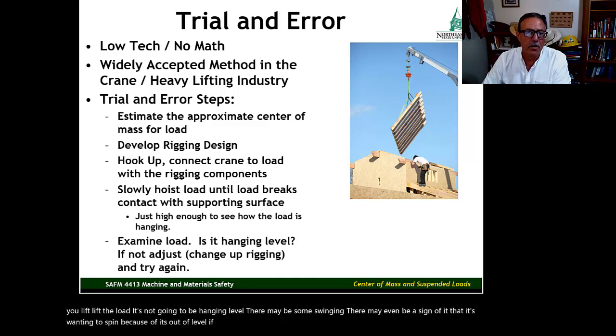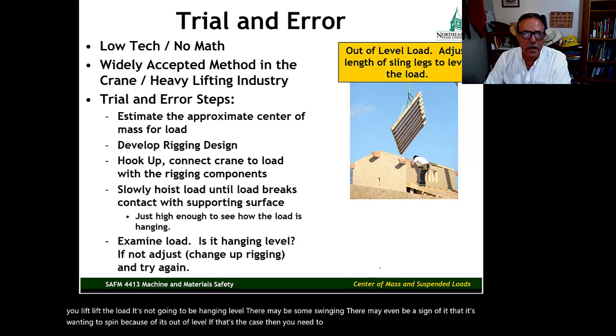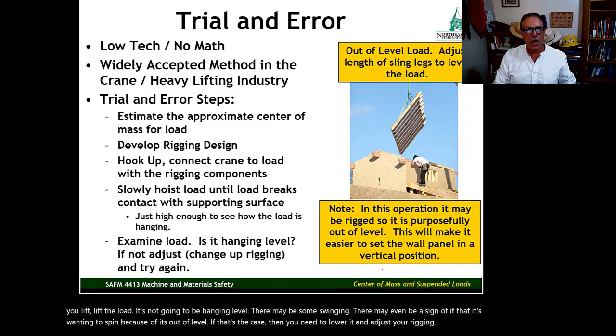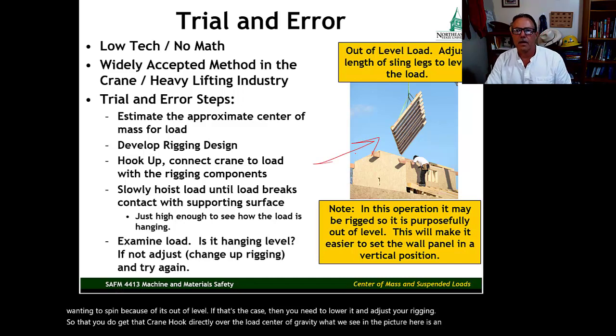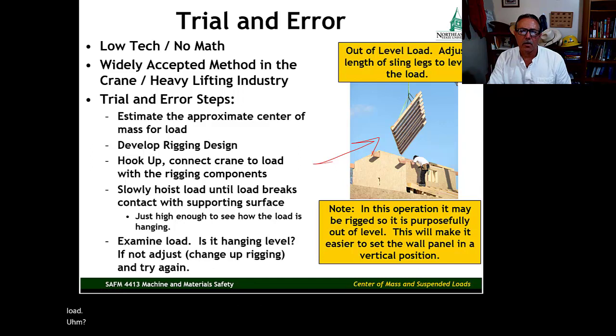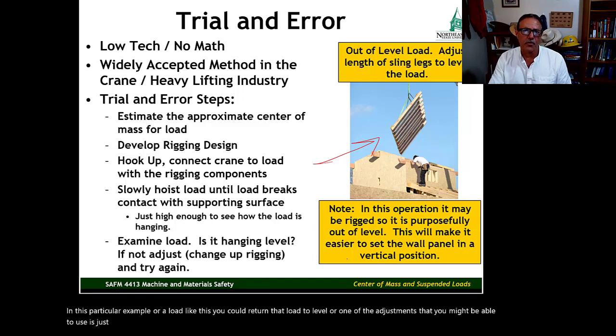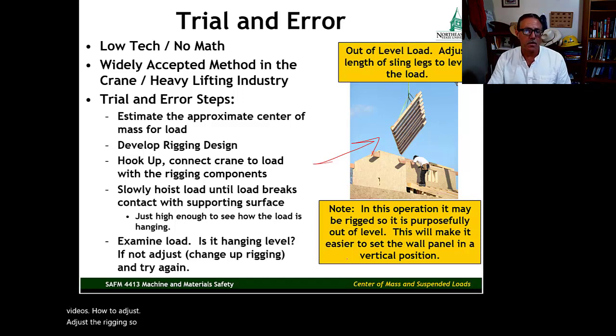If that's the case, then you need to lower it and adjust your rigging so that you do get that crane hook directly over the load center of gravity. What we see in the picture here is an out of level load. In this particular example, you could return that load to level, and one of the adjustments that you might be able to use is just adjusting the length of the sling legs to level out the load. And we'll be talking more about that in subsequent videos, how to adjust the rigging so that your hook is over the center of gravity and your load hangs level.